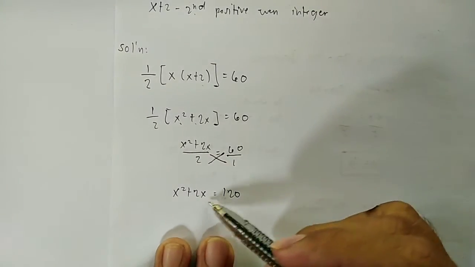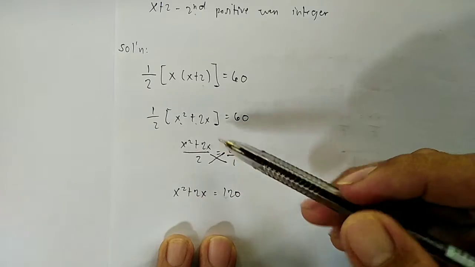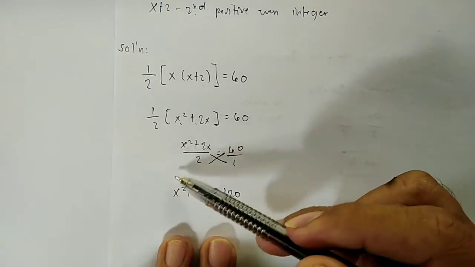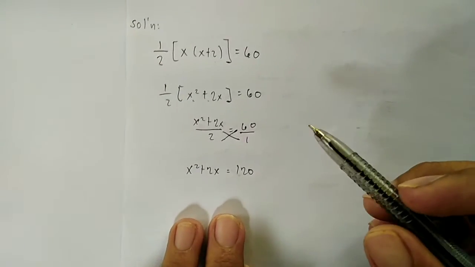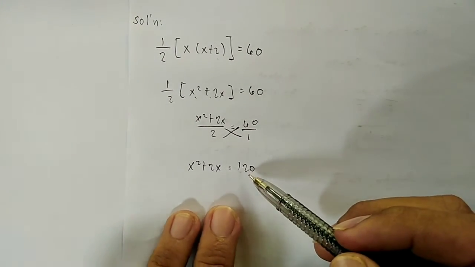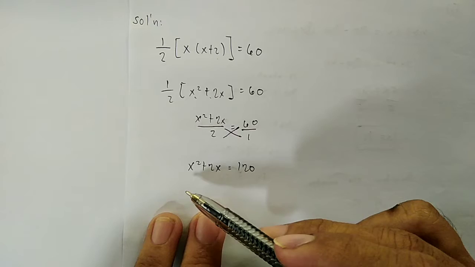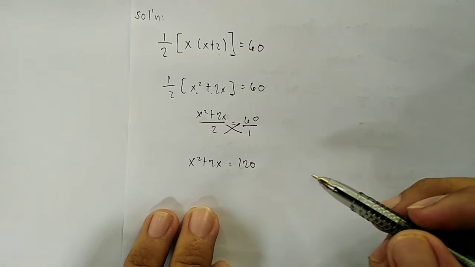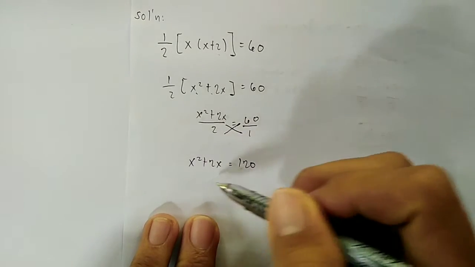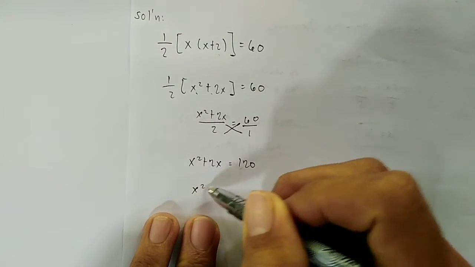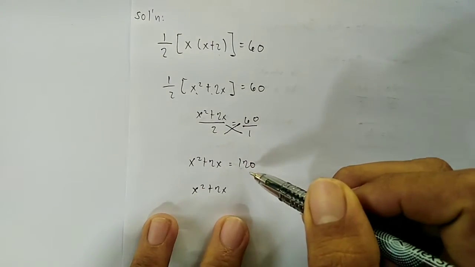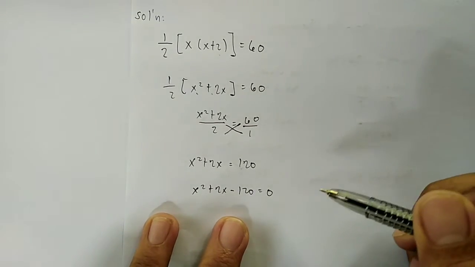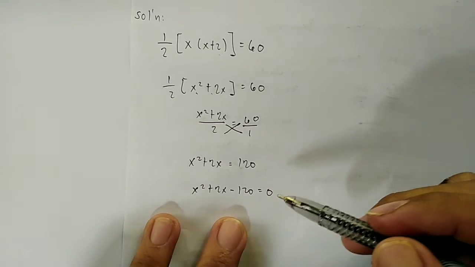Where did we get this one? By just simply following the process of cross multiplication, or cross multiplying the left side and the right side. Now, notice that if we are going to transfer positive 120 to the other side, we can form a quadratic equation. So we have here x squared plus 2x. Transferring positive 120 to the other side, it will become negative 120, then equate to 0. So this is now a quadratic equation.